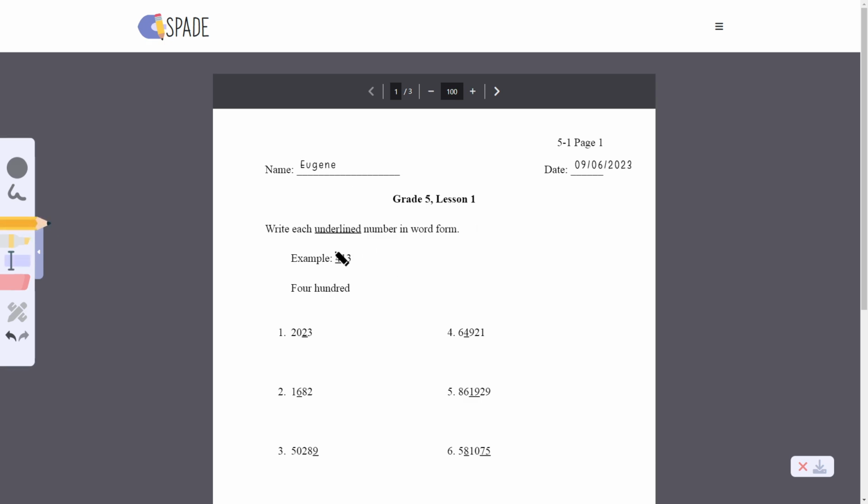The underlined number here is the 4 in the 100s place, which we can find by counting from 1 to 10 and from 10 to 100. So you'll write the name of the number, which is 4, and then you'll write the name of the place it's in, which is 100.